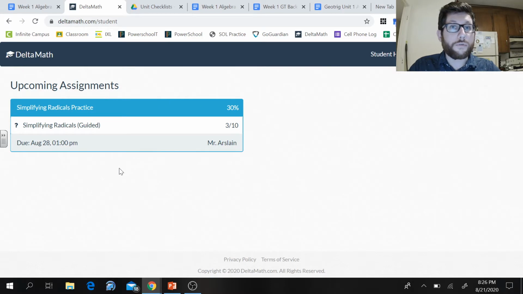I just want to go through this really quickly, make sure that you understand how Delta Math works if you haven't used it before. I think a lot of you have actually used Delta Math before, so if you have, just bear with me as we talk about some of the basics here.